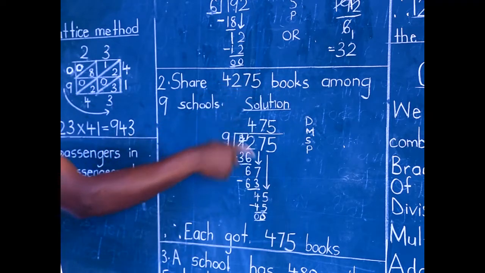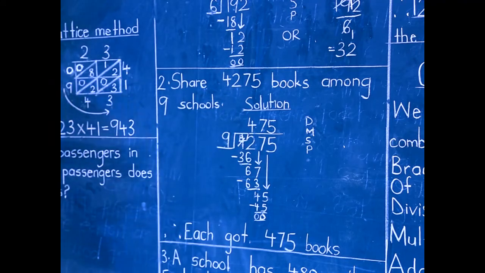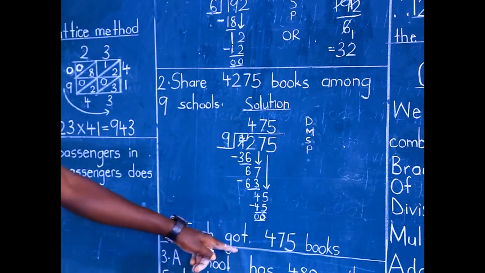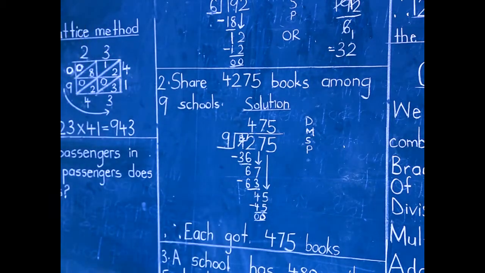4,275 books divided among 9 schools. Each of the schools gets 475 books. So you say that each school got 475 books that day. And in that way, you have divided successfully.